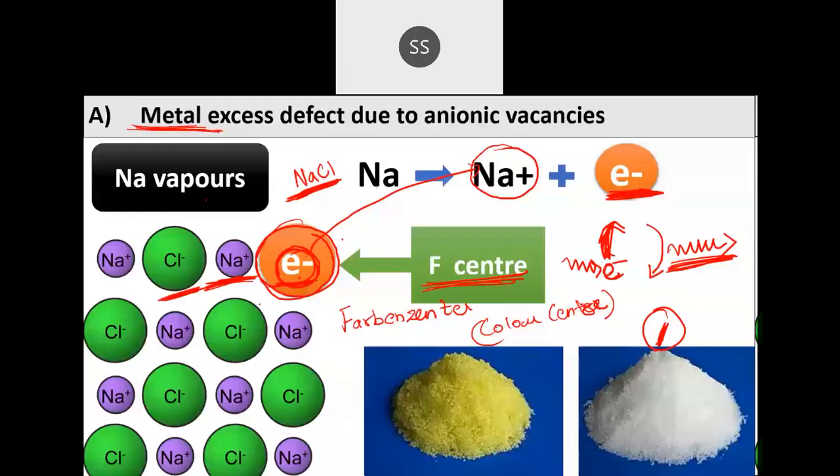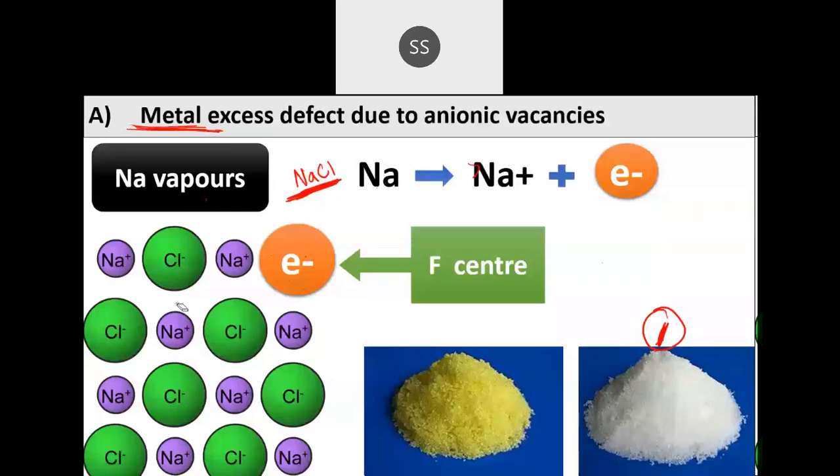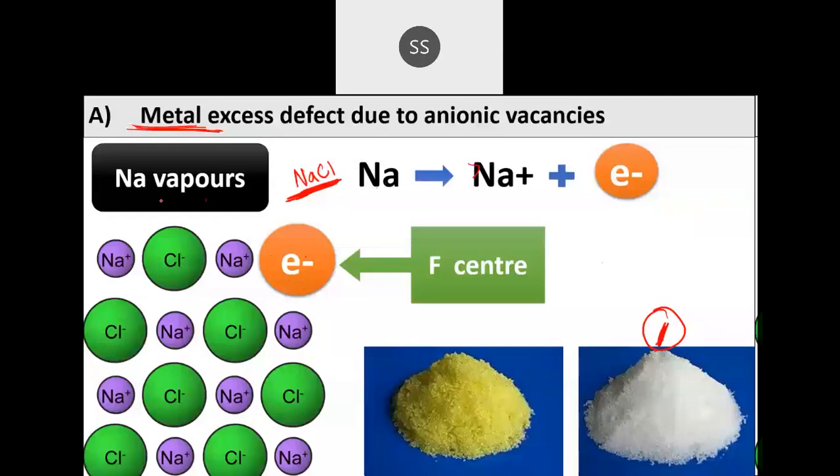If you want, I will repeat once again. Listen properly to whatever I said, the whole concept. Here itself I am going to explain now. What I said is how this defect, the metal excess defect, has been created. When you have the sodium chloride crystal and it is heated with sodium vapors, this sodium is in the metallic state. When you heat them, obviously they will get a certain amount of energy.